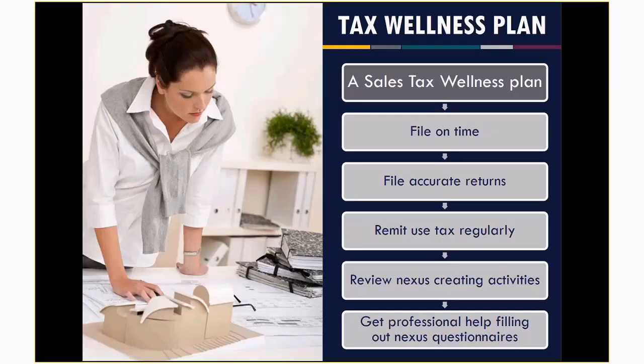This is a tax wellness plan, we like to think of it as. First of all, file on time. Taxpayers who are habitually late are guaranteed an audit. File your returns as accurately as possible. Remit use tax if you owe it, of course, but I would bet every business will have some amount of use tax every month. It may only be $2, but you have it.